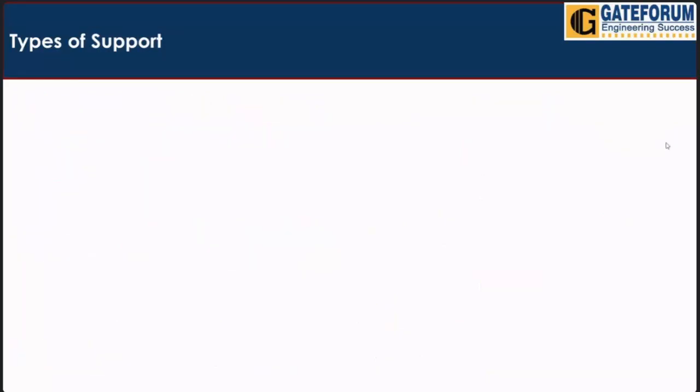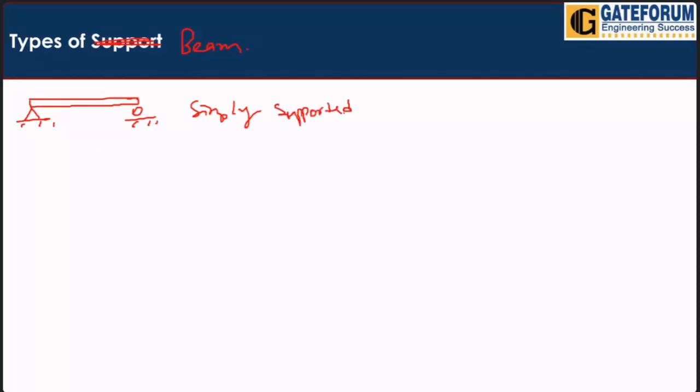Okay, now we will go for the types of beam, not types of support. Types of beam means suppose here we have a beam supported at two points, one is a hinge and another one is a roller. This is known as a simply supported beam. This one is known as a cantilever beam.